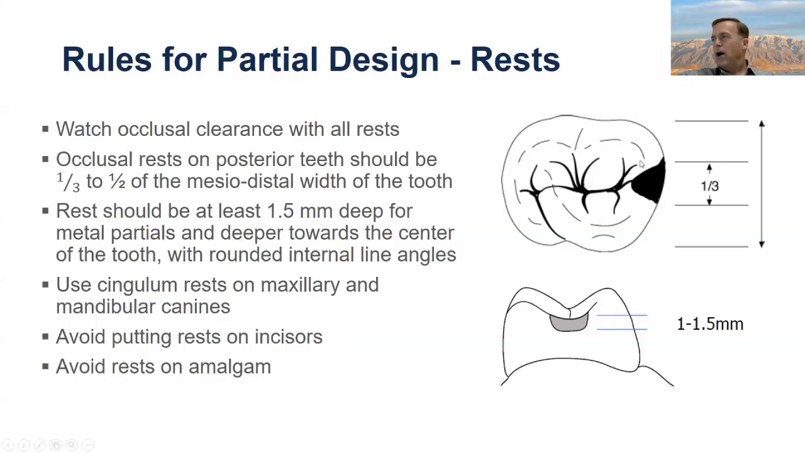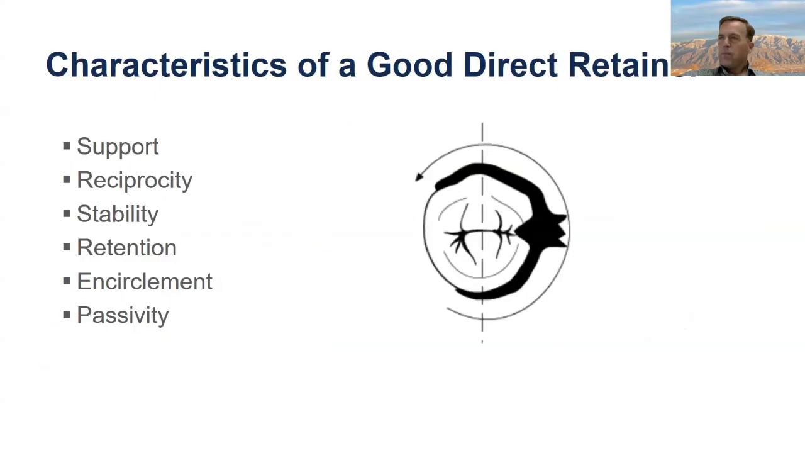So if you prep a box, then the rest is also a box. It's the negative of your prep. So if you round it, you're going to have rounded internal line angles, and it'll adapt to the stress more. We don't generally want to put rests on incisors, and we don't want to put rests on amalgams, or for that matter on any fillings, because again, we're putting all that occlusal force on there, and it's more likely than not going to damage those fillings that we've done.